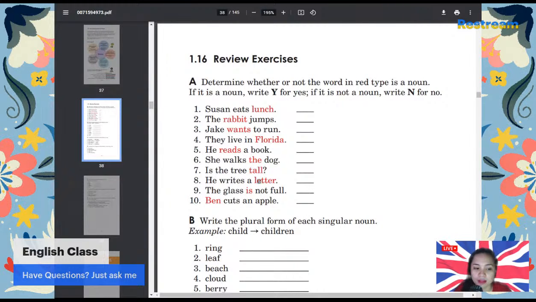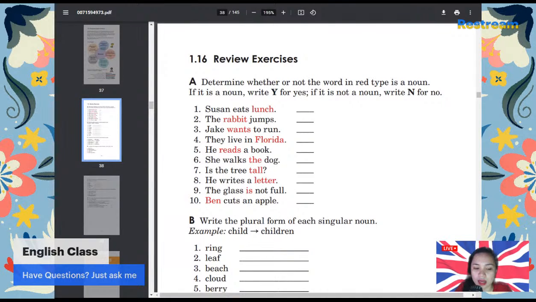Okay, next, number eight. He writes a letter. So is a letter a noun? Yes or no? Yes, a letter is a noun. It is a name for an object. So yes, that is a noun.